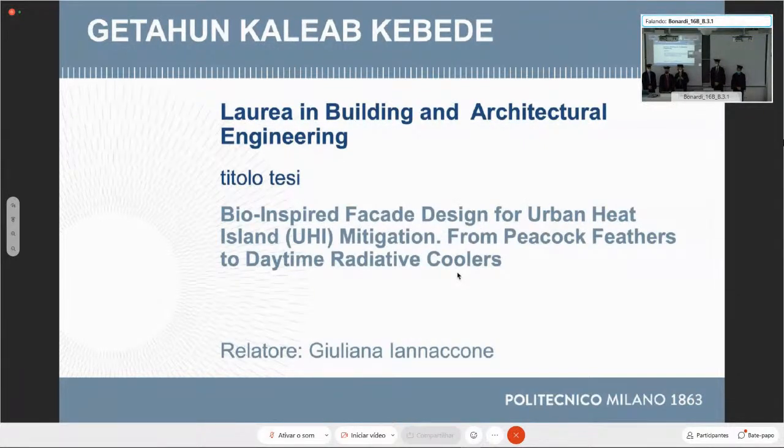Kaleab Kebede Geta, okay. Bio-inspired facade design for urban heat mitigation from peacock feathers to daytime radiative coolers. 110. Caleb.